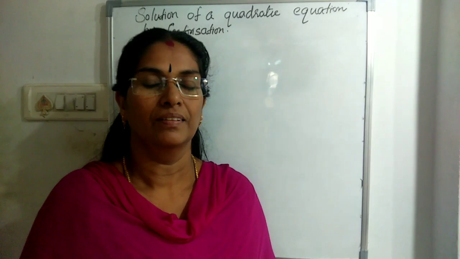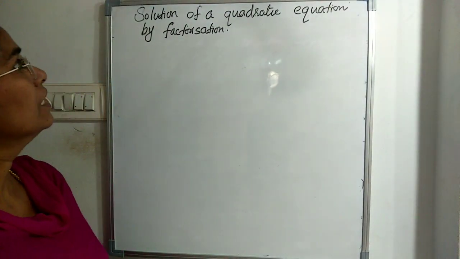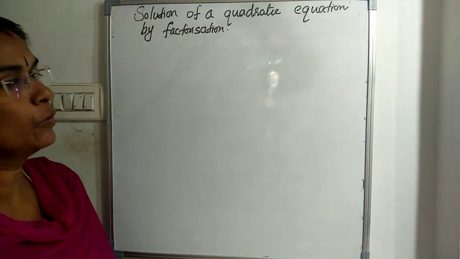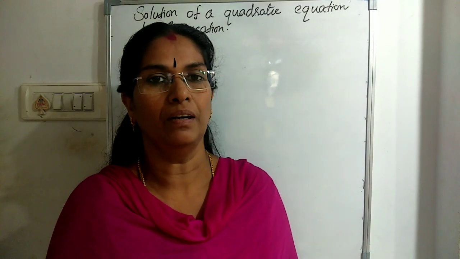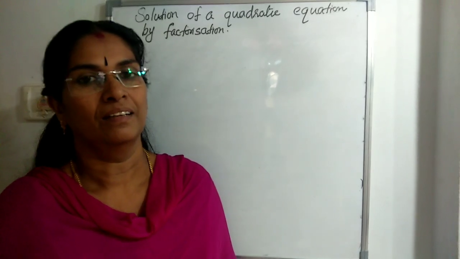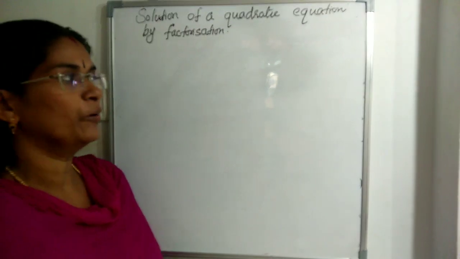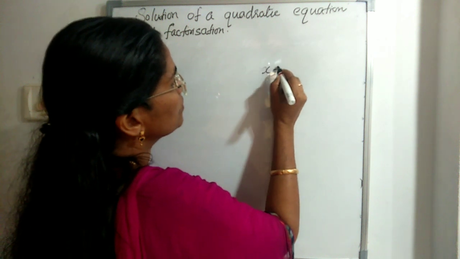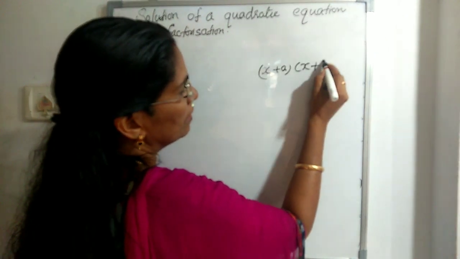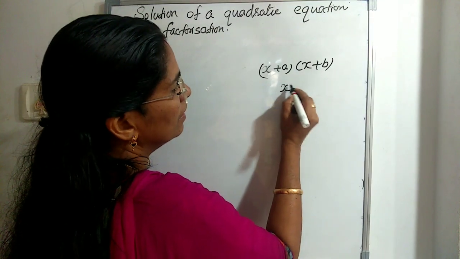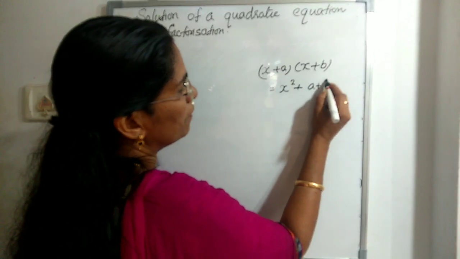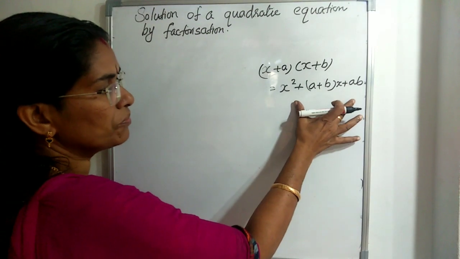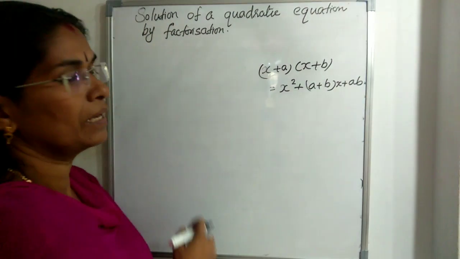Clear? Okay, children. Our next topic is solution of a quadratic equation by factorization. How are we finding the value of the variable by the factorization method? For this, you have to know the factorization form x plus a into x plus b. In 8th standard we learned this as equal to x square plus a plus b into x plus ab. If you know this form, then only we can solve this type of questions.